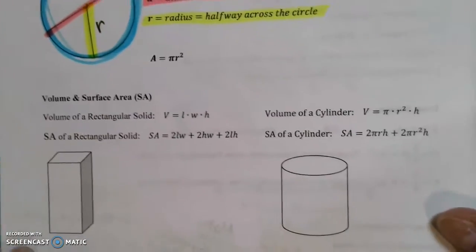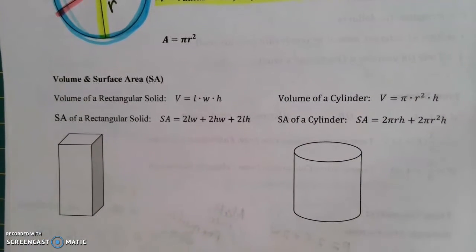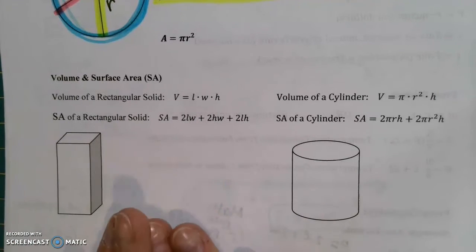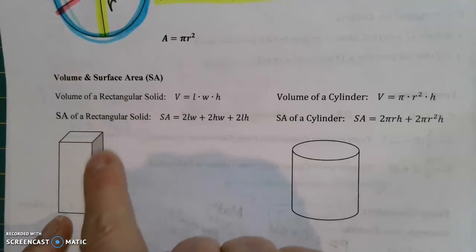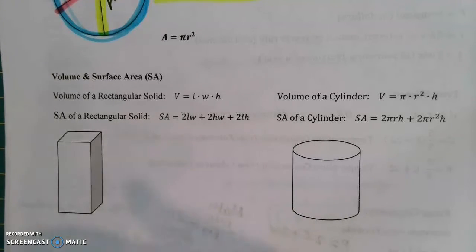Volume and surface area is when we are looking at three-dimensional figures. Everything we were looking at before, circumference and area, is for two-dimensional figures. But with these three-dimensional figures, we can think about how much space they take up in the world. So that would be the volume of a box. Basically, a rectangular solid is a box.